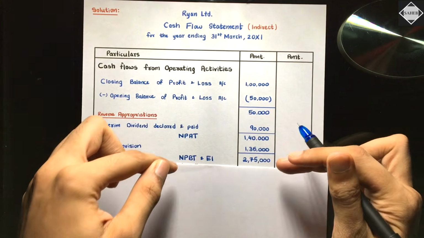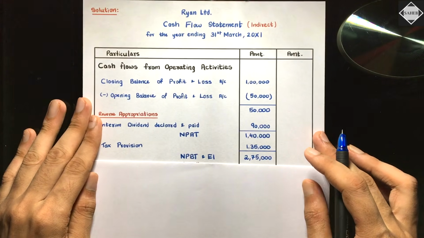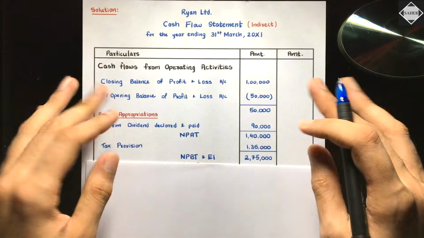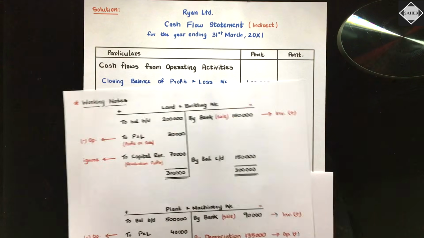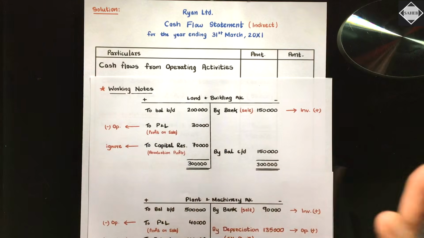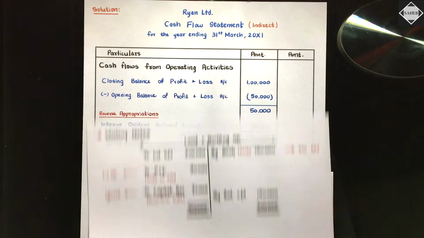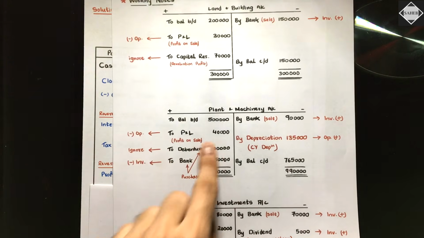Is it clear? So now the actual solution starts. Fine. So now what you have to do? First, you have to reverse non-cash and non-operating items, isn't it? So what are non-cash and non-operating items in this question? Let's start from the ledger accounts. If we see in the ledger account, in land and building, first we have profit on sale. This is a non-operating income. To reverse, you have to subtract. Yeah, we have already marked everything. Let's just subtract directly. Minus profit on sale of land, 30,000. Okay. And then we have what? Profit on sale of machinery. This also we have to subtract.